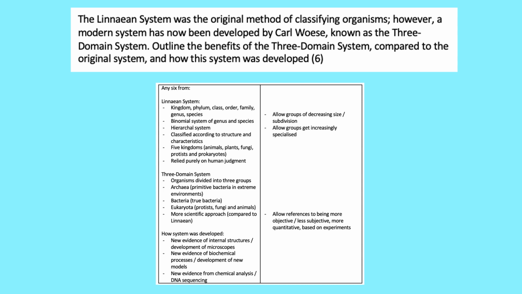We also had new evidence from chemical analysis and DNA sequencing, so the vast majority of classification in the three-domain system is now based on genetic sequencing and looking at the genes that make up organisms and how similar they are to other organisms, helping them to be classified and relationships to be drawn up. So essentially, we moved from the Linnaean system to the three-domain system because we had far better scientific knowledge of organisms, which has allowed us to be far more quantitative, far more objective when classifying organisms into groups, rather than relying on human judgment and simply looking at an organism.